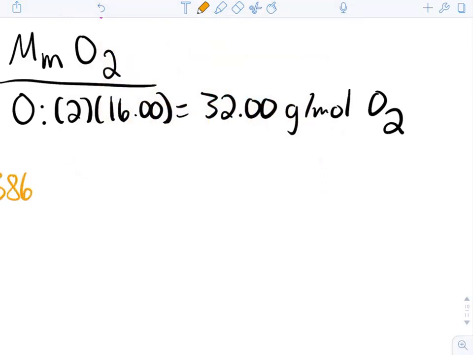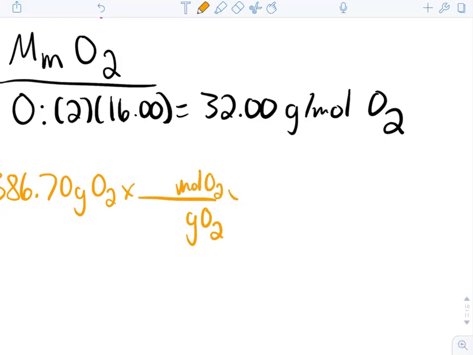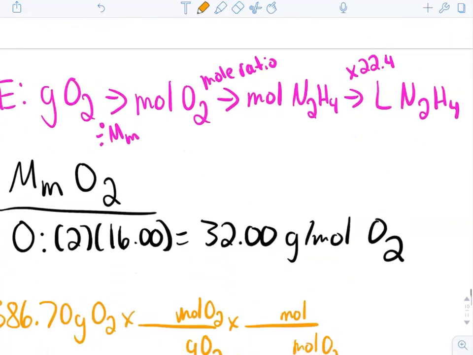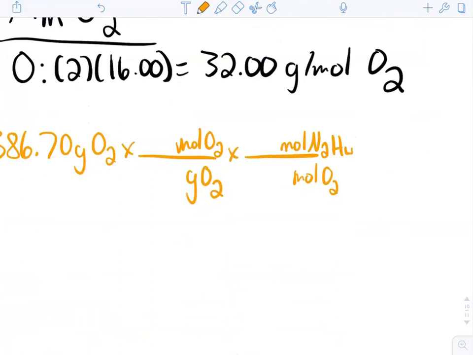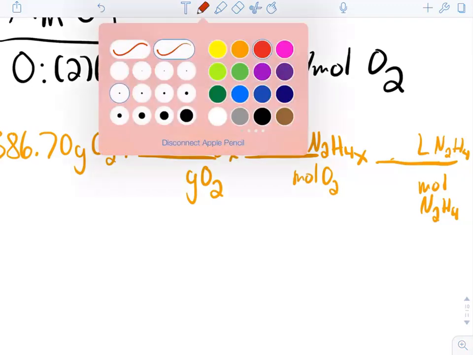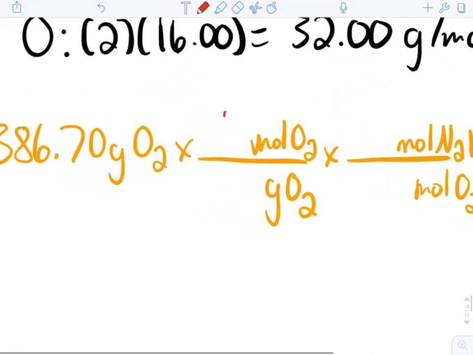So 386.70 grams of O2, grams of O2, mole of O2, mole of O2, mole of N2H4, mole of N2H4, and then liter of N2H4. And then again, if I see gram over mole, it has a 1, and then our mass.